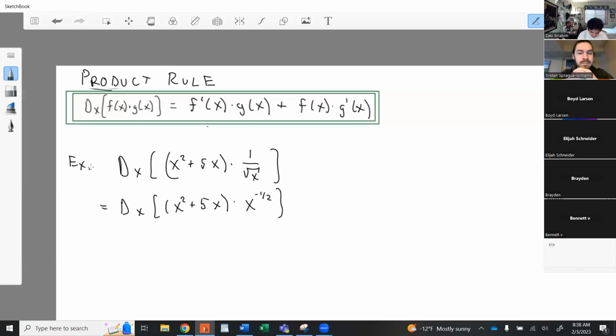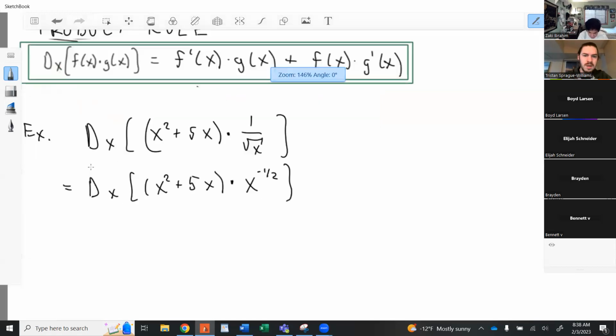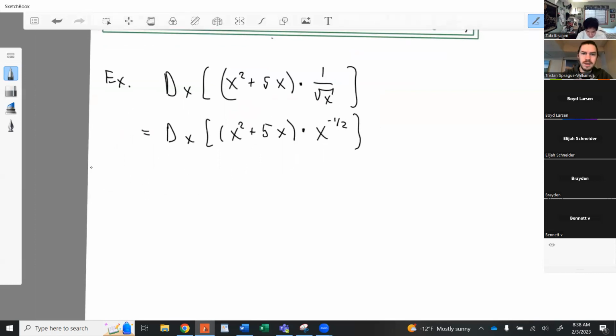So now with this product here, we can say, let's define f of x is x squared plus 5x, and g of x is x to the negative 1/2. Okay, then we're going to differentiate each of these individually.